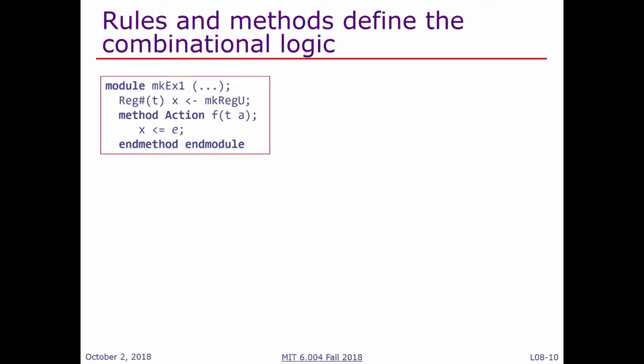Here is my most basic example. Does everybody understand this module? Module example 1, let's ignore the interface issues right now. Its state is register X. You're making a register X, and it has a method called F, which assigns some expression E to X. Is this module clear to everyone? By writing E like this, I'm saying some combinational expression. Does that expression E involve the input A? It can. It can involve many things.